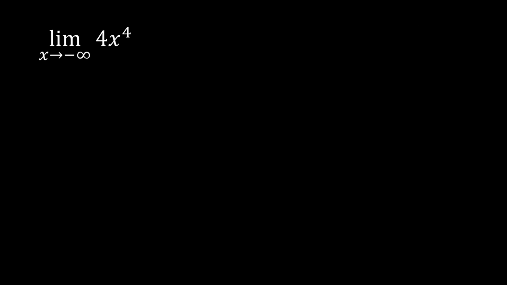We have the limit of 4x to the power of 4 as x approaches negative infinity. So from here, we have a common multiple as well, so we take it out. And then we evaluate the limit of x to the power of 4 as x approaches negative infinity. This is negative infinity raised to the power of 4.